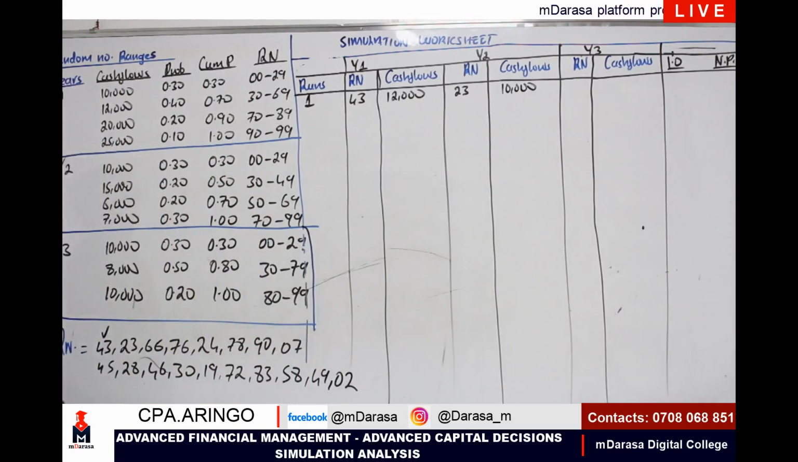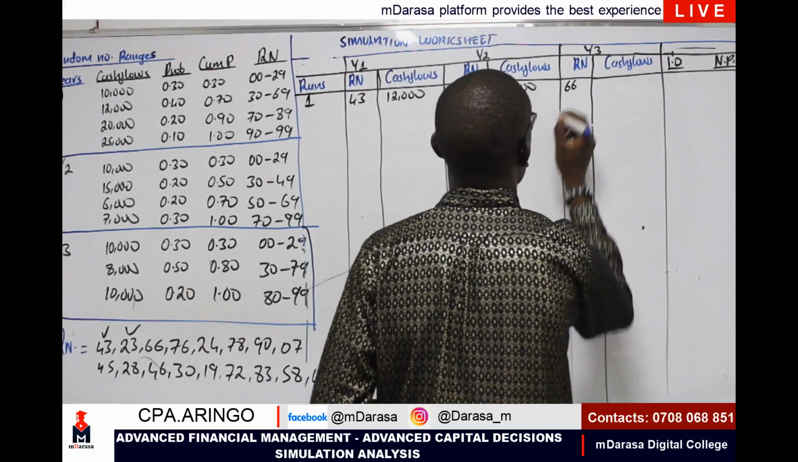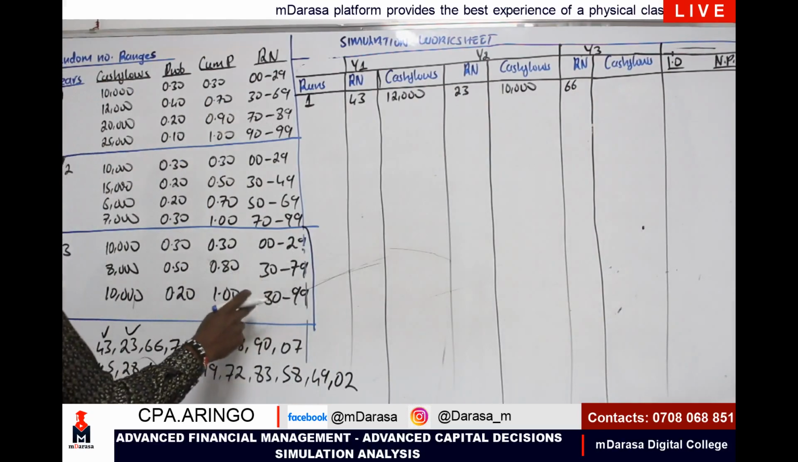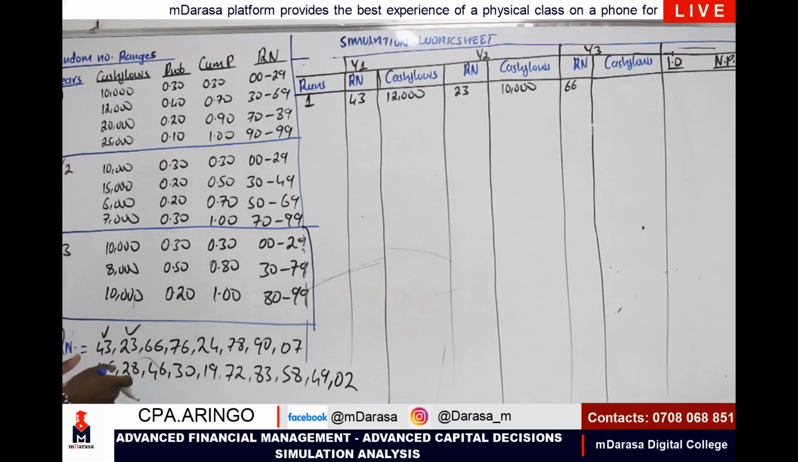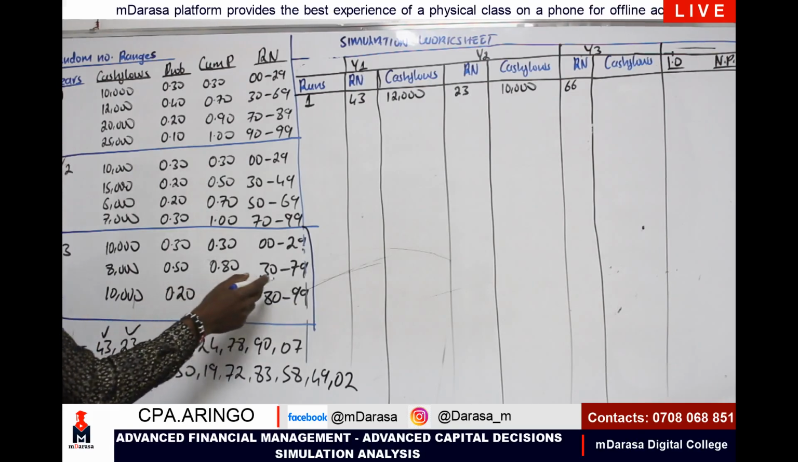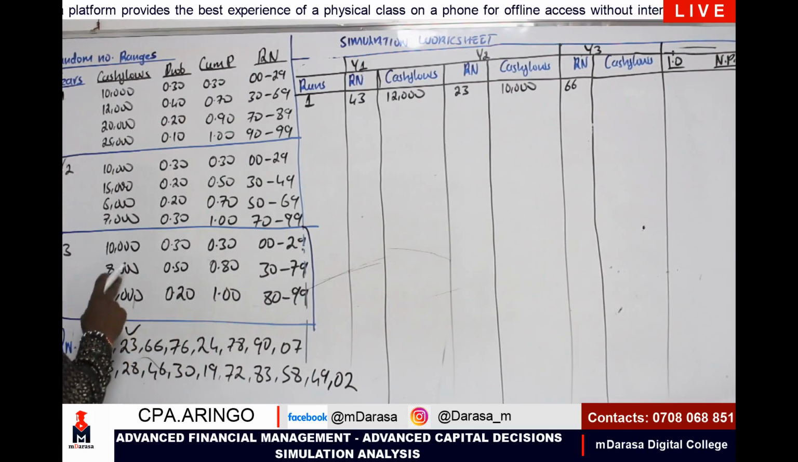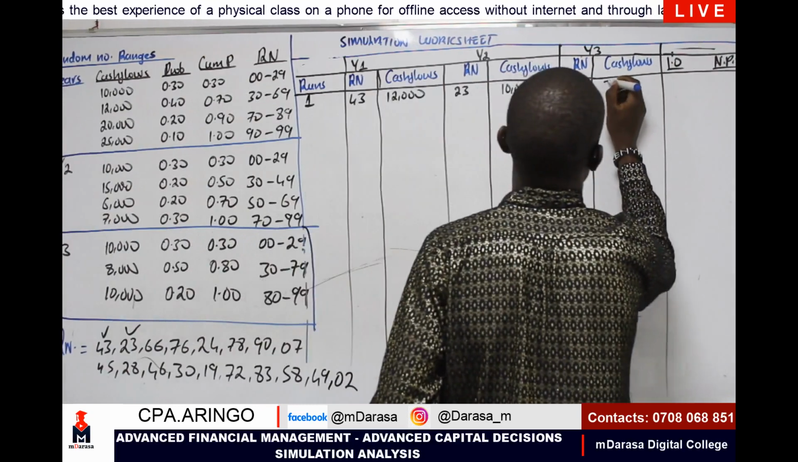What about year 3? The third random number is 66. So I'm having here 66. Where is it falling? Year 3, our 66 is falling in between 30 and 79. So our cash flow here is 8,000. So I'm going to have here our 8,000.